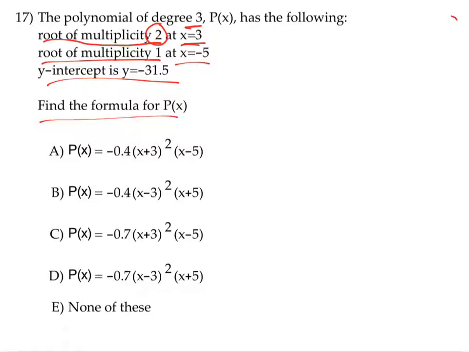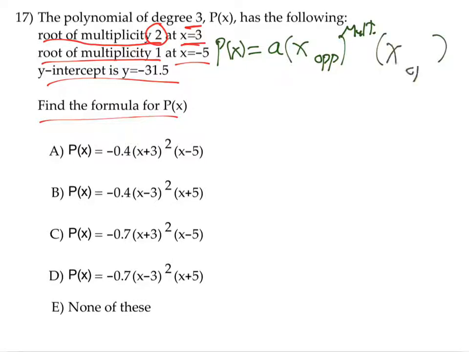Well, the first thing we got to know, remember the formula for p of x is going to be a, we'll try to find a in a minute, times x, and then opposite, and then that's going to be to some power, and this power here is going to be the multiplicity. And then we're going to have x opposite, and again the power is the multiplicity. Okay, so we have p of x equals a, we don't know a yet, x, and then the opposite of the first root, the root is what is it, 2?